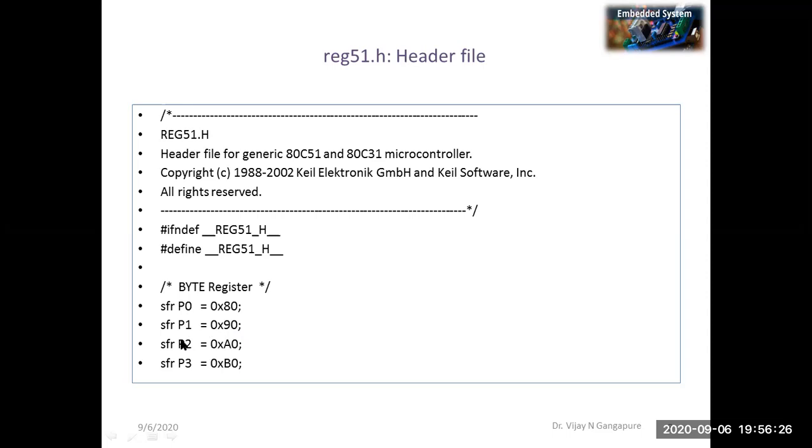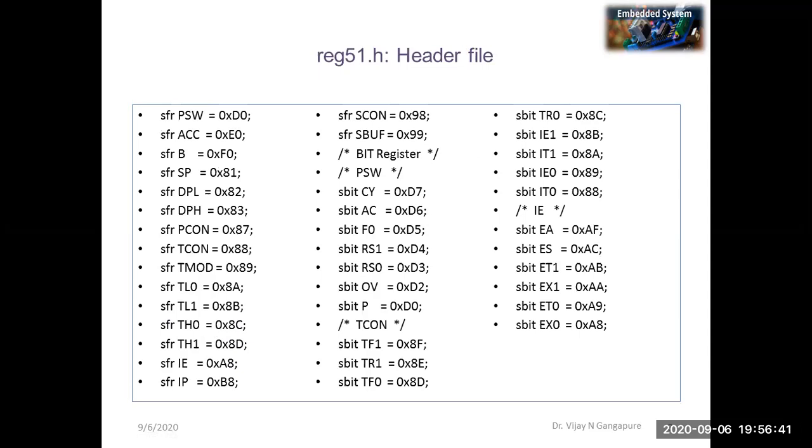So P0, P1, P2, P3, these are actually variables I'm declaring of SFR data type, and I'm assigning addresses of respective ports to these variables P0 to P3. In this way all these SFRs available in the 8051 microcontroller are assigned their actual physical addresses. For example, see here SFR PSW is equal to 0xD0, where D0 is the address of the program status word SFR. Here SFR ACC is equal to 0xE0, so 0xE0 is the address of the accumulator. So I am declaring ACC as accumulator.